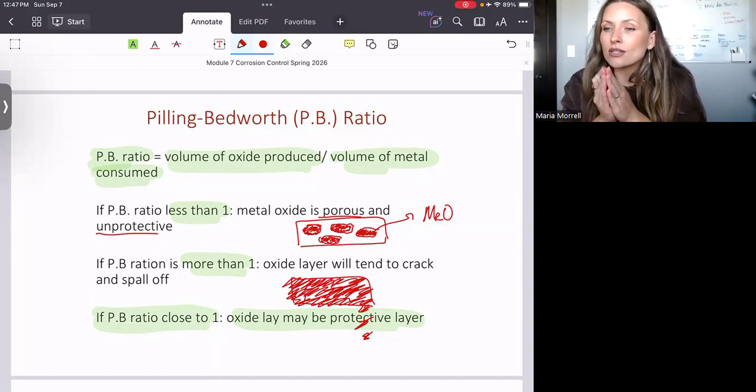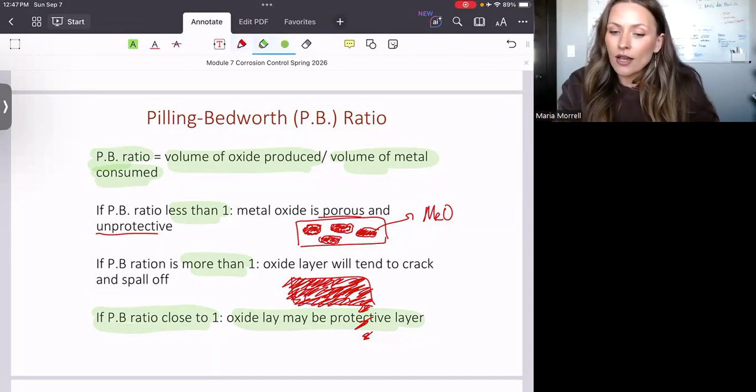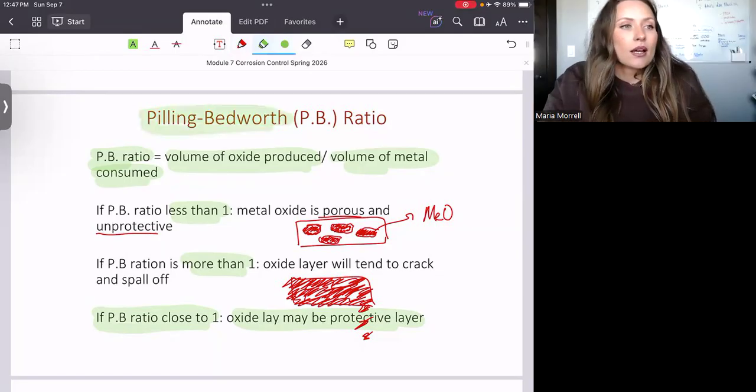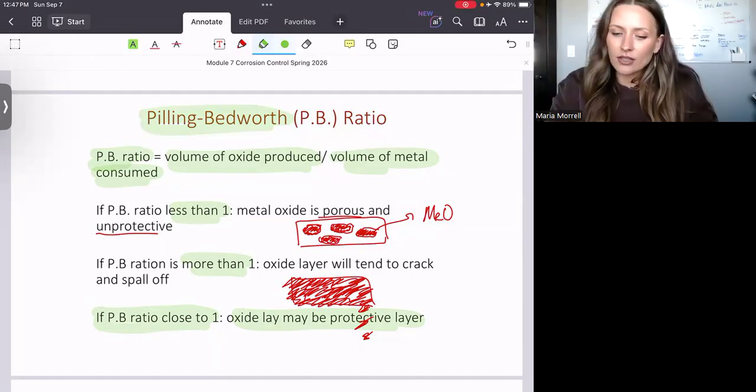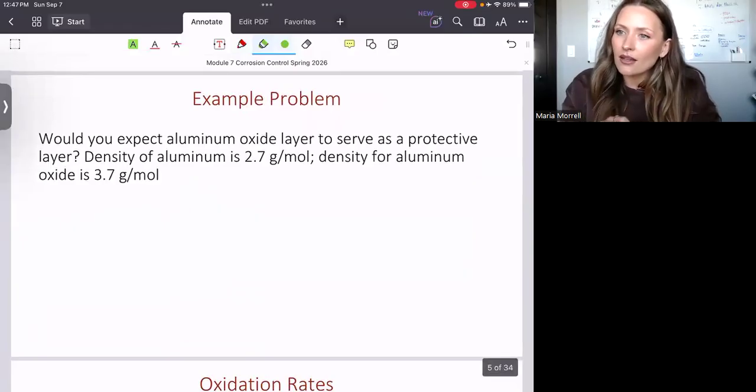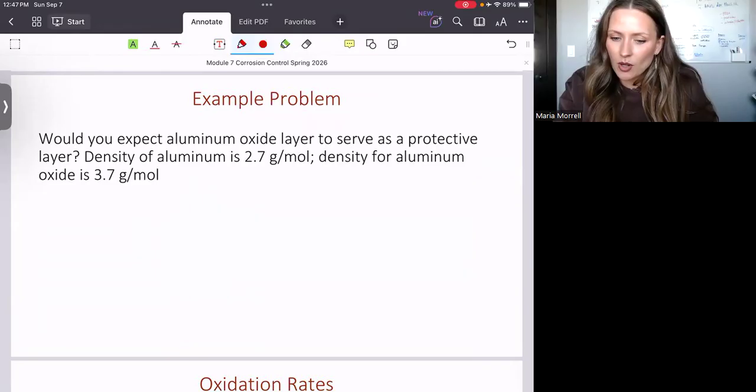And in a sense, let's call it a coherent coating that has a very high chance to serve as the protective layer. Well, since I just covered it, why don't we jump to the problem and see how we can calculate this PB ratio in one of the example problems, okay?